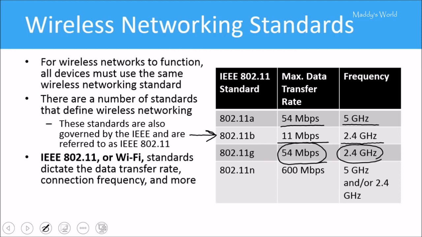Of course, that same type of analogy doesn't necessarily work that well with N down here, but N just gets way faster with 600 megabits per second. And then of course, it uses both frequencies. It uses 5 gigahertz or 2.4 gigahertz as a frequency. So I don't know, hopefully that little analogy helped you remember the difference between those standards. Definitely something that you're going to see on an exam.